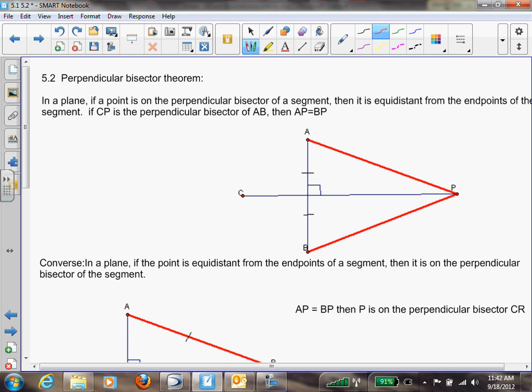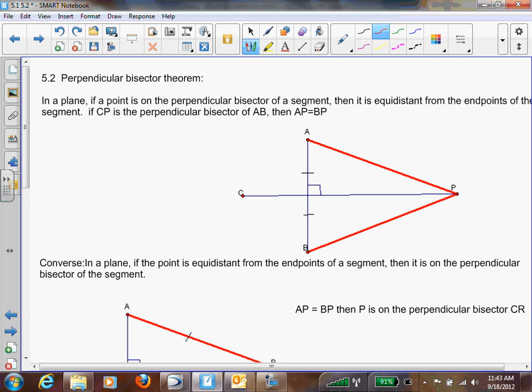So we should be looking for two things. If we are trying to determine if we have a perpendicular bisector, we need to look for two pieces of information. Does it cut the segment into two equal parts? And is there a 90-degree angle? Because if it just cuts it in two equal parts, we don't know that it's a perpendicular bisector. Do you all agree? Okay.